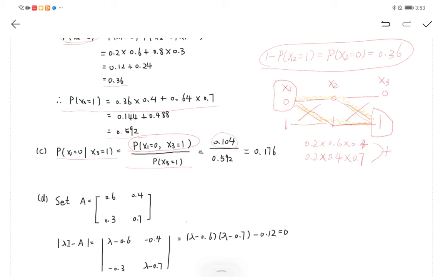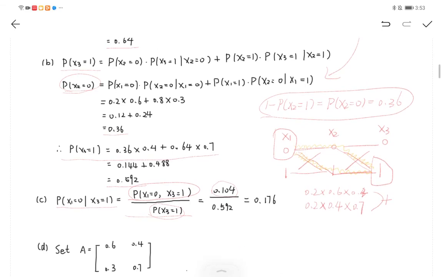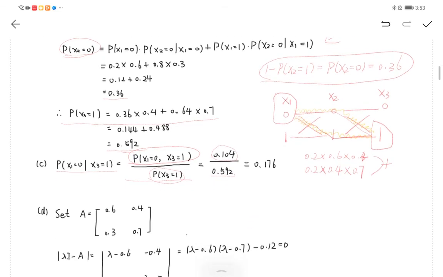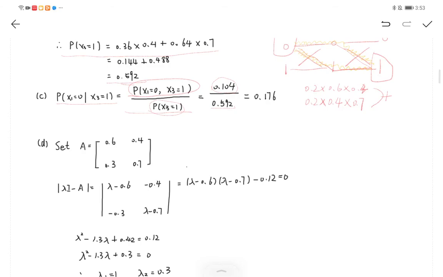0.104. And the probability of x3 equals 1, we counted this before. It equals 0.592. So we can get this probability is 0.176.